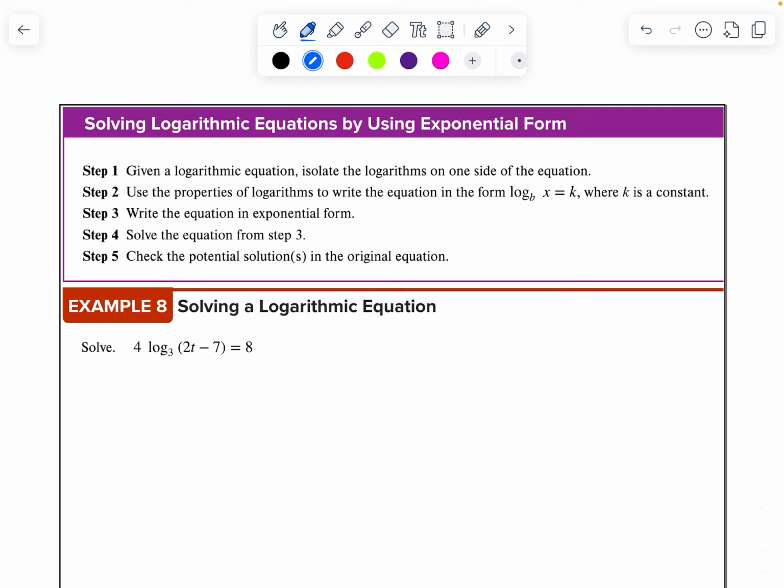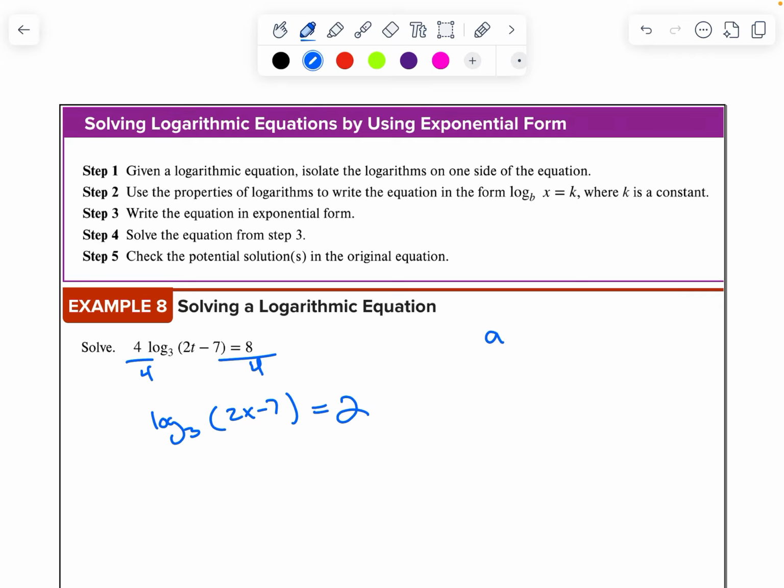So first thing I'm going to do is divide by the 4, right? I want the logarithm to be by itself. So that'd be log base 3 of 2x minus 7 equals 2. And now, remember this form. If I had a to the x equals y, that's the same thing as log base a of y equals x.